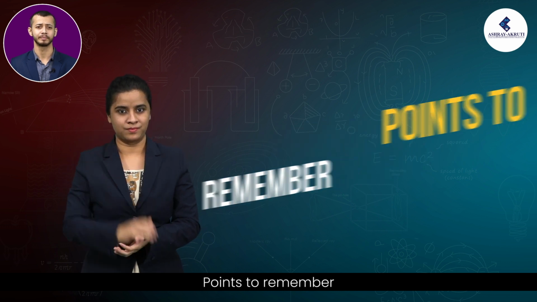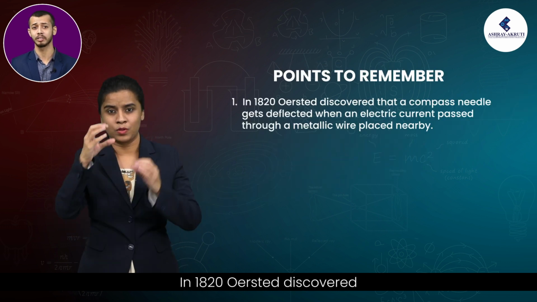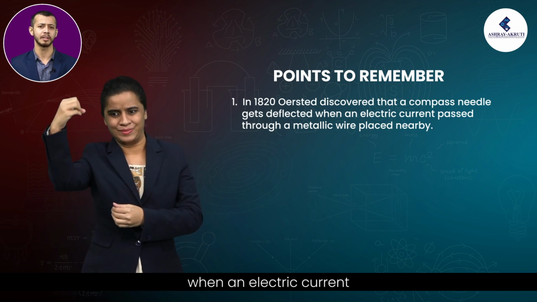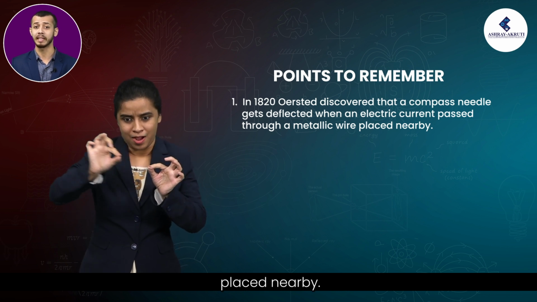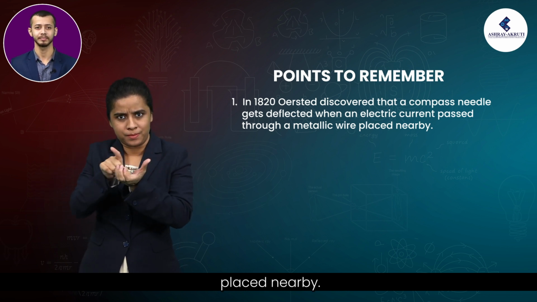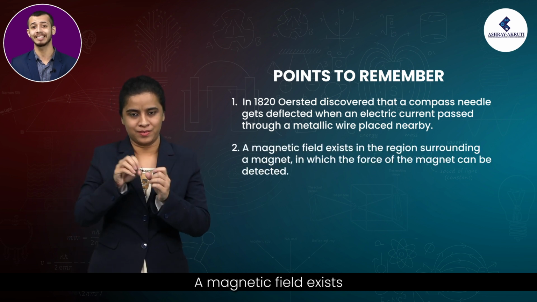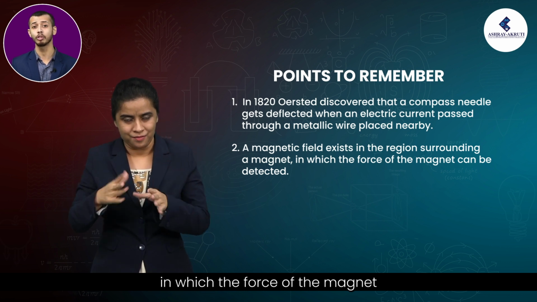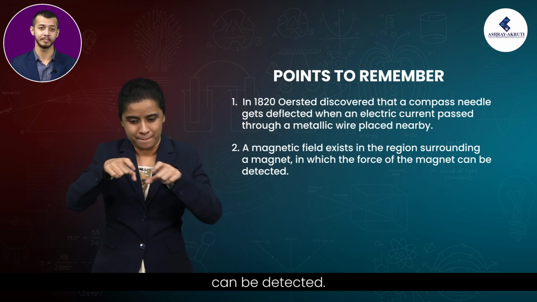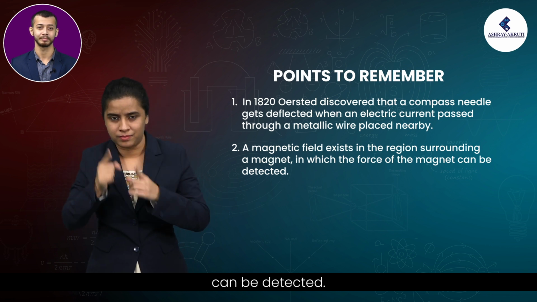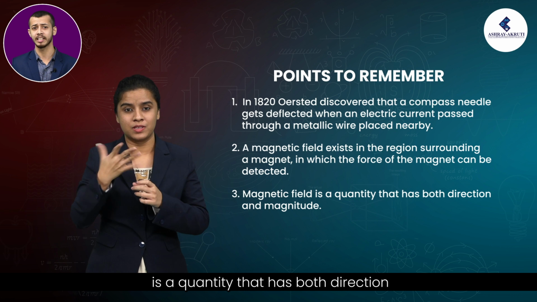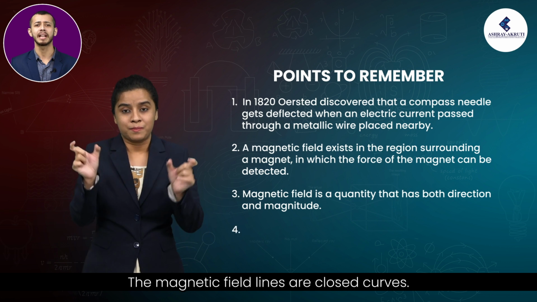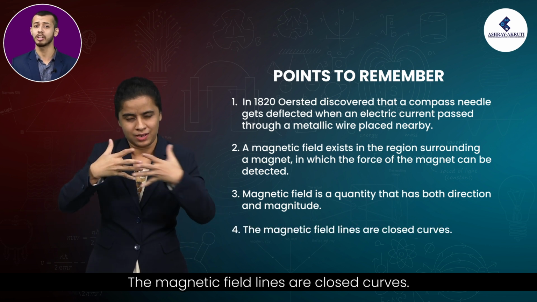Points to remember. In 1820, Oersted discovered that a compass needle gets deflected when an electric current is passed through a metallic wire placed nearby. A magnetic field exists in the region surrounding a magnet, in which the force of the magnet can be detected. Magnetic field is a quantity that has both direction and magnitude. The magnetic field lines are closed curves.